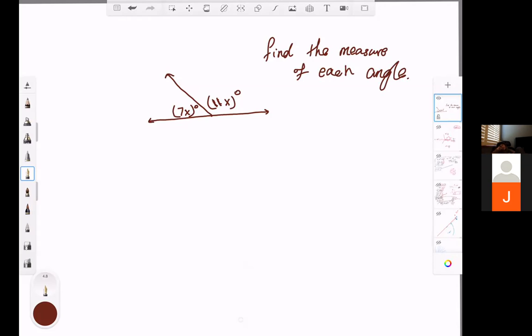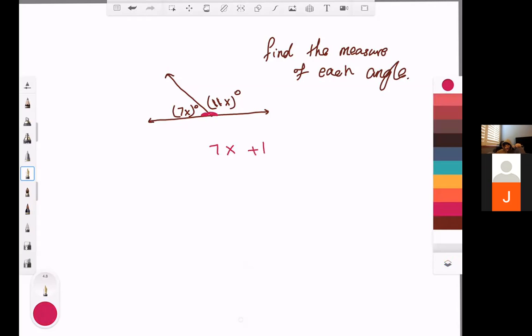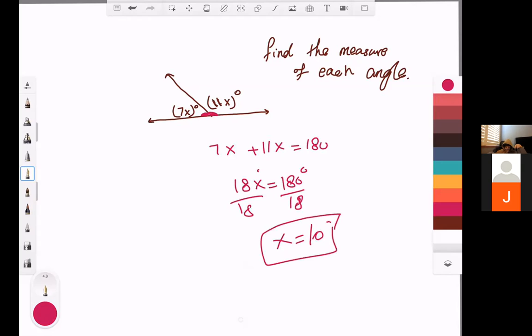So what do we know about these two angles? If we add them, what should we get? 180. Yes. So that gives us 18x equals 180 degrees, divided by 18. X will be 10. So x will be 10 degrees, but you cannot leave it like this. They said find the measure of each angle, so you have to plug it back. This is going to be 110 degrees. This is going to be 70 degrees.